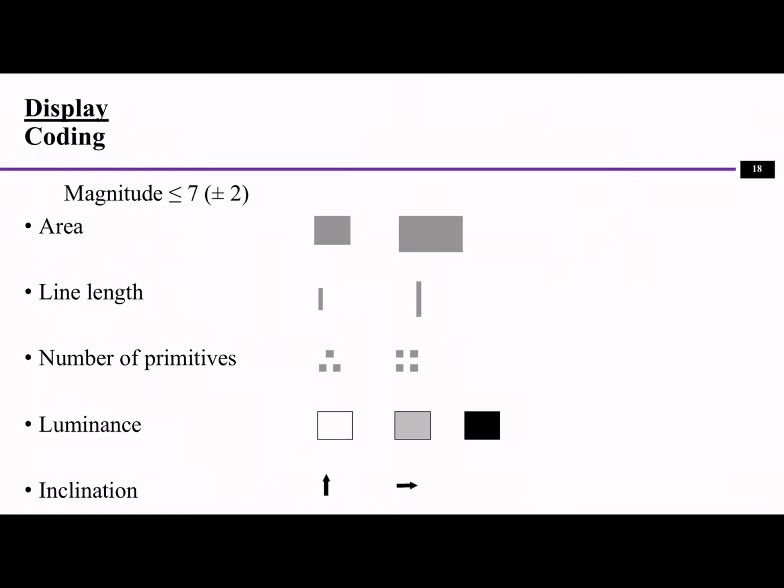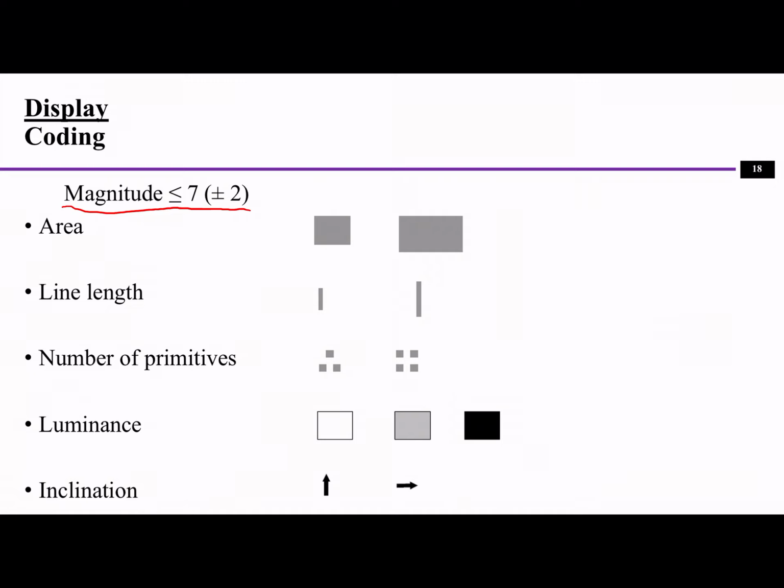And also in the displays we can use different coding methods, but for those codings you might want to choose certain levels, with the magnitude less than or equal to 7. Why 7? Because it depends on our sensory memory, right? The more levels or magnitudes you have, the more load it creates for our brain to process.